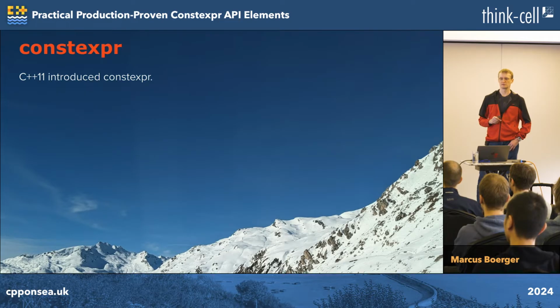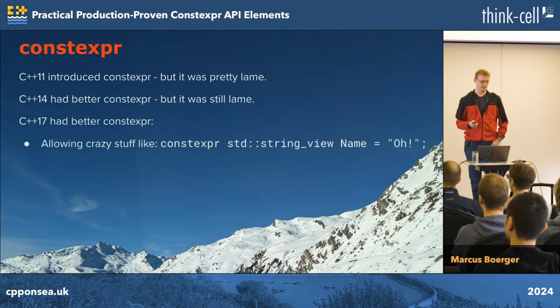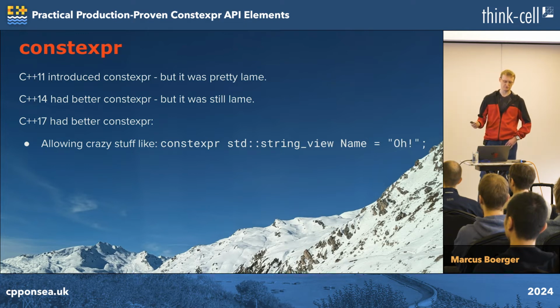Then came along C++11 and we had Constexpr. And it was amazing and largely lame and pretty useless. And then came C++14, and they fixed a lot of things in C++11, and we had better Constexpr, and it was lame and still useless. And then came C++17, and it had better Constexpr, and you could finally do amazing, crazy stuff like constexpr std::string_view. Oh my God, isn't this amazing? You can actually get access to the length of your string in literal form. It has a name even.